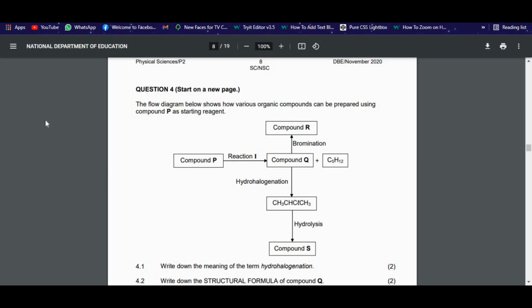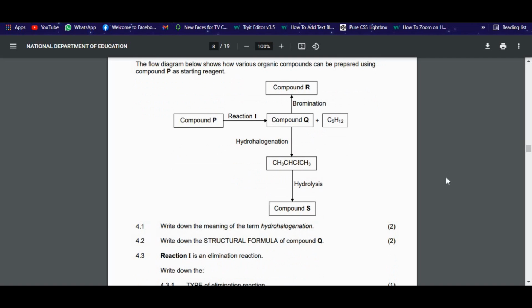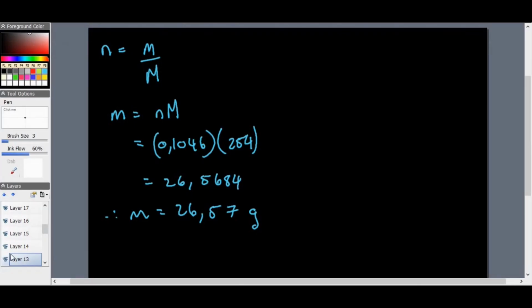To maybe end off things with question 4, sometimes it can become a trickier question in Paper 2, and we basically just went through some of the major questions. Question 3 and question 5 are not as major, but I believe that everybody is capable of doing those questions with good enough study. But question 4 can get a bit complicated. Obviously we've got a flow chart here of certain types of reactions happening with organic compounds, and 4.1 asks us to write down the meaning of hydrohalogenation. A question that's not often seen.